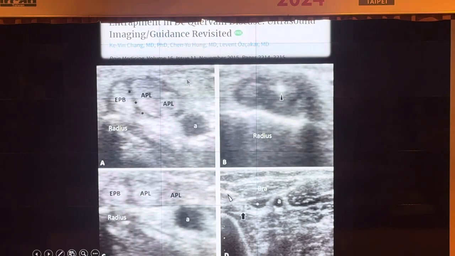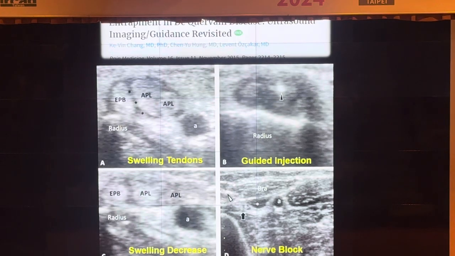So this is another case. The case also had tenosynovitis of the first compartment. So you can see the tendon was swollen. So we gave the patient an ultrasound-guided injection, and after that you can find that the tendon becomes less swollen. But after that, the patient still had pain over the dorsal aspect of the thumb. So we thought the patient might have some nerve entrapment. So we gave the patient an additional superficial radial nerve block, and then after that, the patient had total pain relief.